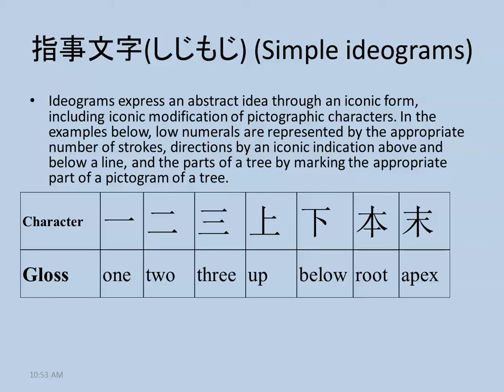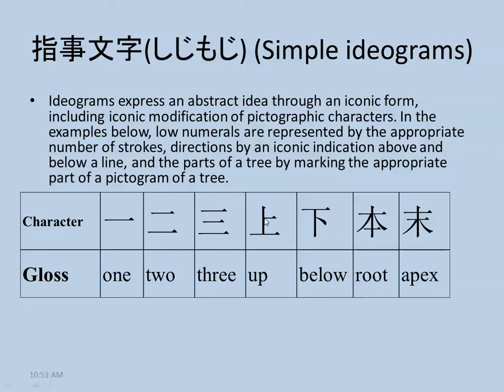In the examples below, low numerals are represented by the appropriate number of strokes, directions by an iconic indication above and below a line, and the parts of a tree by marking the appropriate part of a pictogram of a tree. So, for example, this one line represents the number 1. That's an abstract idea. 2 lines represent the concept, the abstraction of 2.